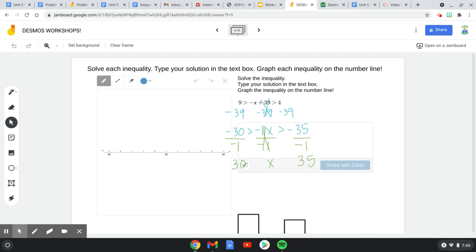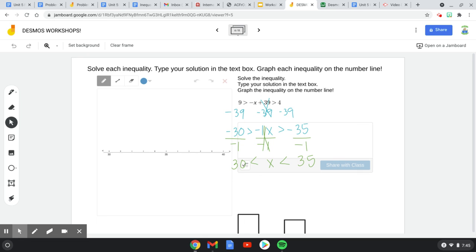Now notice I haven't written my inequality signs yet. That's because I want to point out when we divide by this negative 1, we're going to have to flip these inequality signs. Flipping our inequality signs, I get 30 is less than x is less than 35.